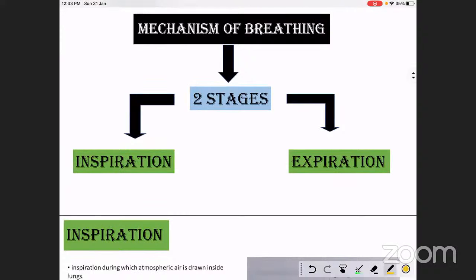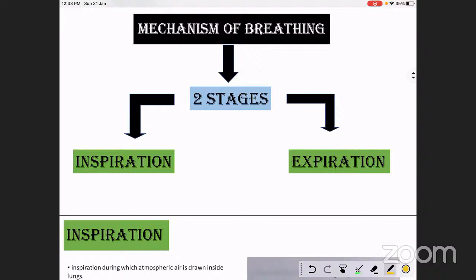Can anyone tell me, in the previous class, did we complete the thoracic chamber or the thoracic cavity? Did we complete the thoracic cavity? Yes, sir. Okay, fine. So today we will directly talk about the mechanism of breathing. As we all know, what the thoracic chamber is, what its components are, and which bones are responsible for completing the thoracic chamber ventrally, dorsally, laterally, superiorly and inferiorly. We have already gone through that.